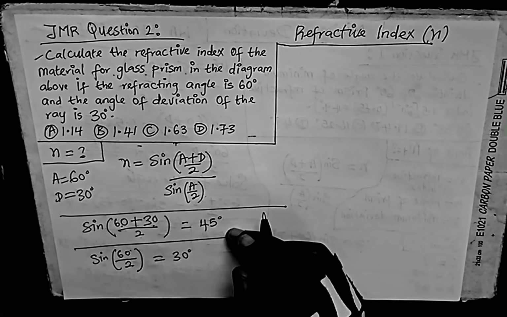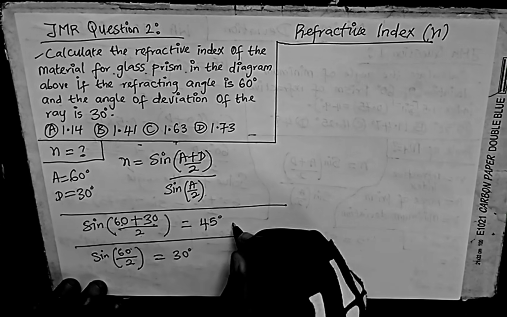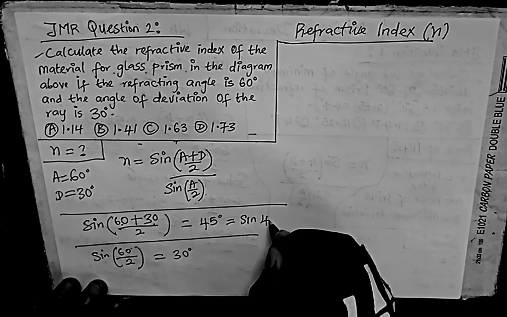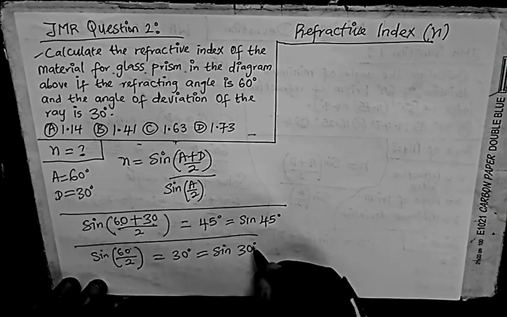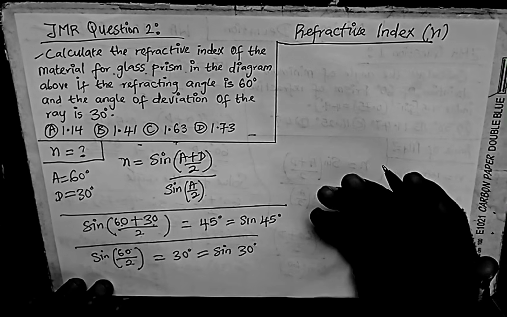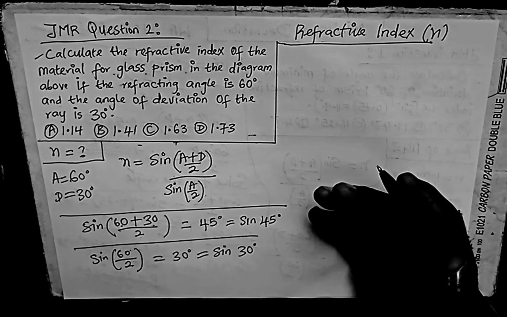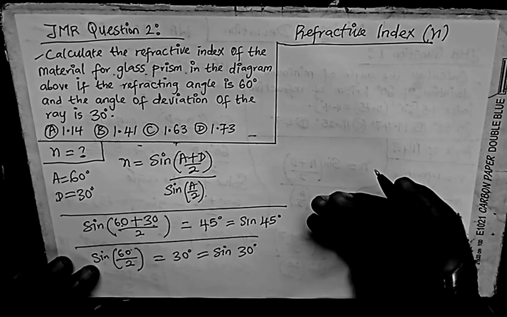Remember that for refractive index, we take the sine. So what we get here is sine 45 degrees over sine 30 degrees. This one is the numerator and this one is the denominator. So what do we do now? We apply the law of refractive index to get the answer.